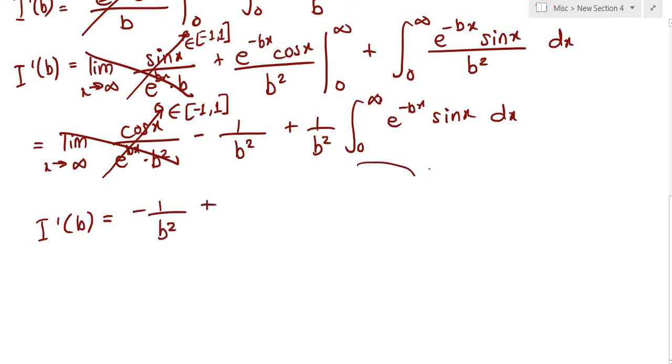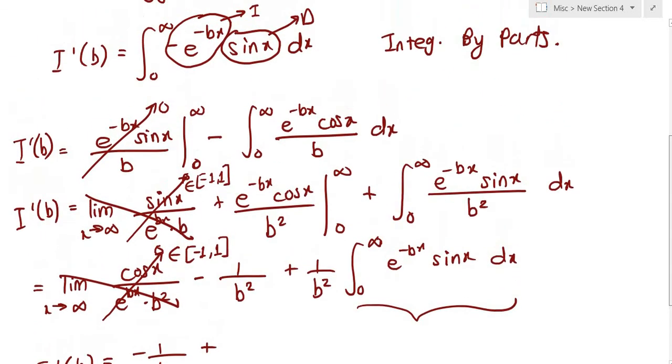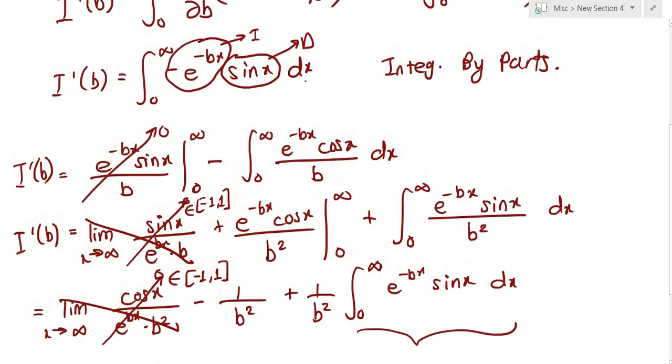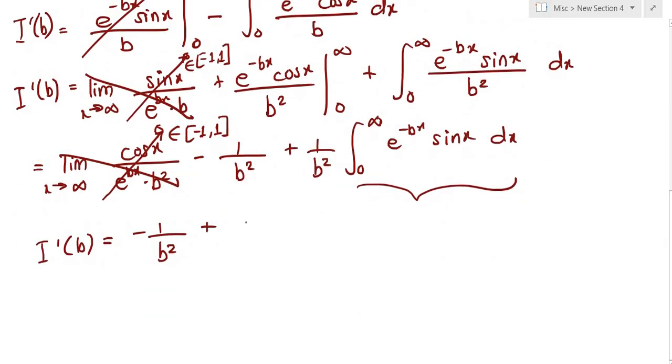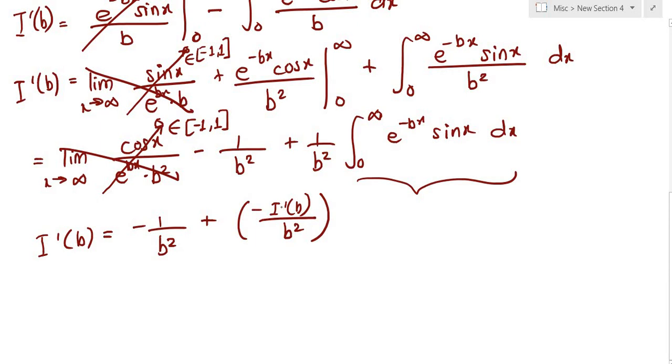And now notice what this thing is. Yes, it's related to this. It's negative I prime of b with this coefficient outside. So this is nothing but negative I prime of b divided by b squared. So I'm going to add this term on both the sides. So I have I prime of b plus I prime of b divided by b squared being equal to -1 over b squared.